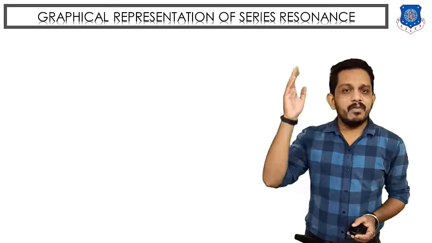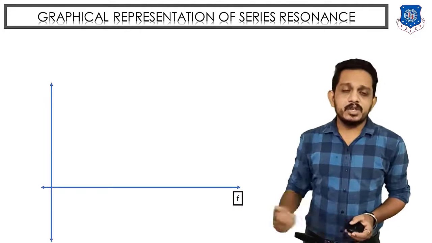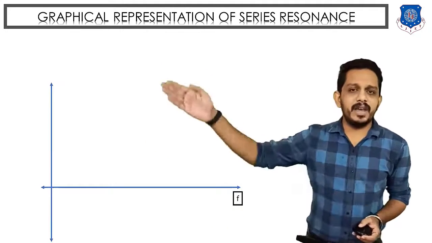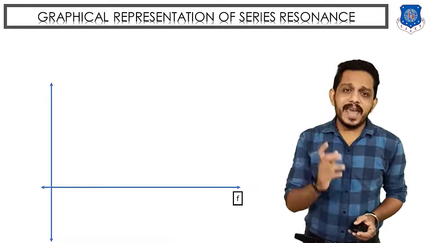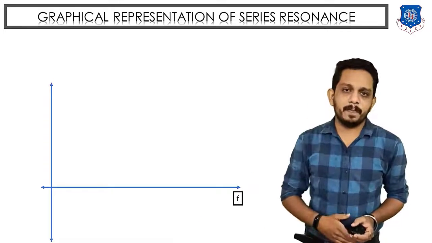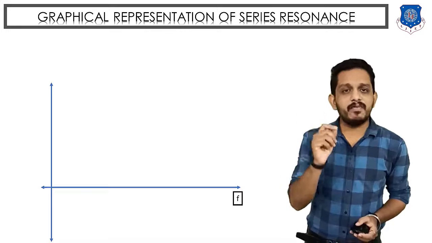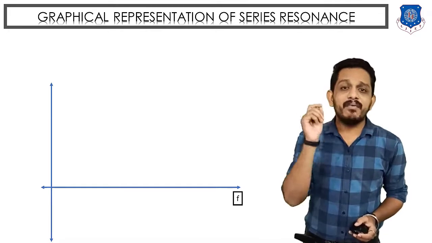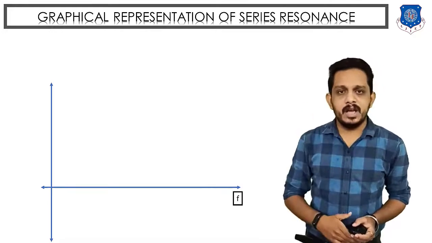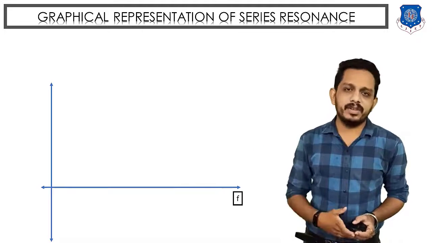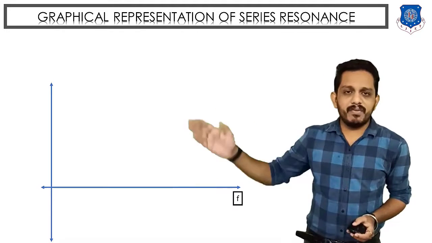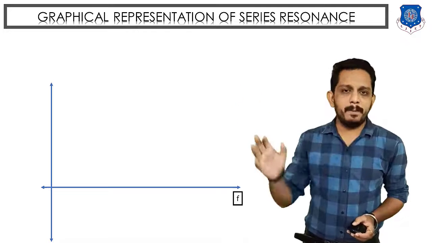So let's take one x-axis and one y-axis. On the x-axis we have taken frequency, because we want to draw the graph of resonance with respect to frequency. We want to define all the parameters with respect to frequency. And on the y-axis we will take many parameters.